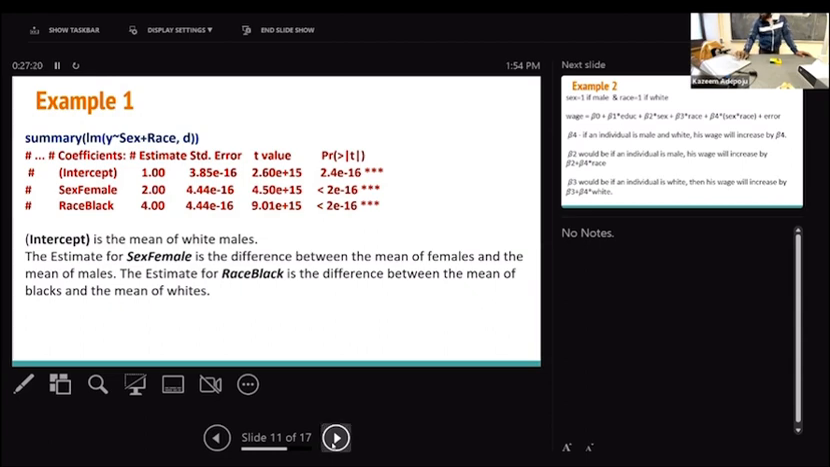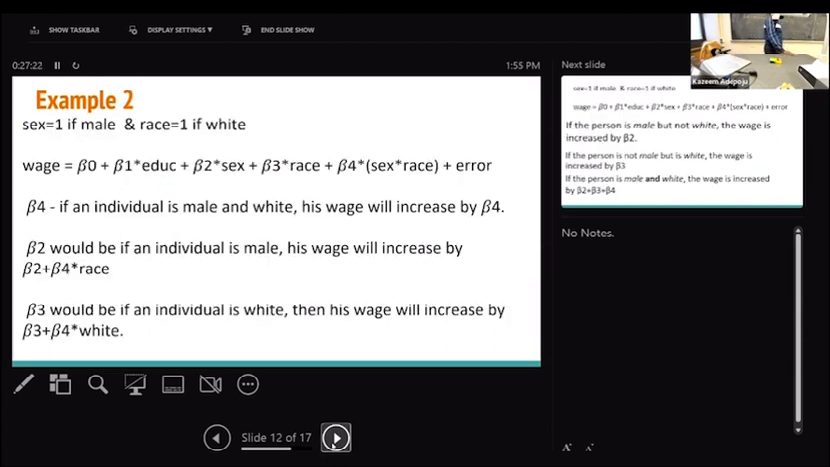Now, I want to go to the next. Oh my God, this is a complicated one. You know why this is a complicated one? We have one quantitative predictor. We have two categorical predictors, and they also have interaction. Look at that. How do we now interpret?